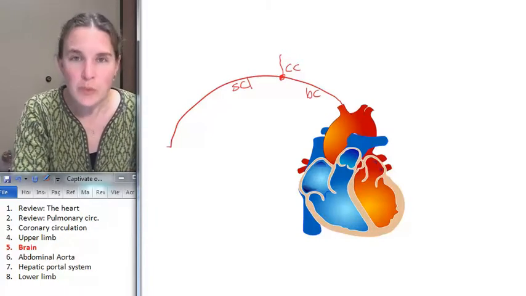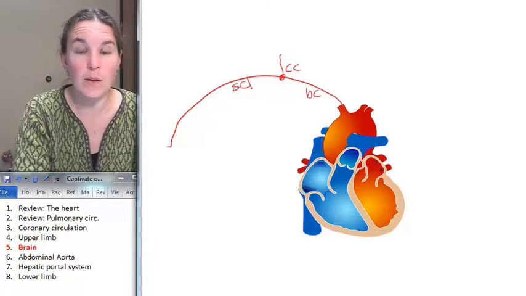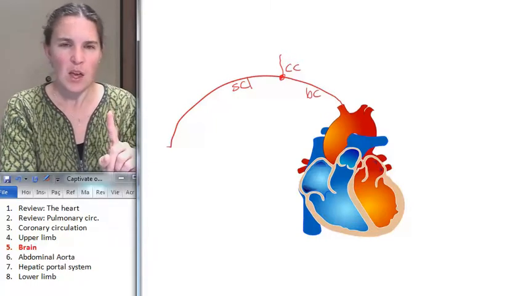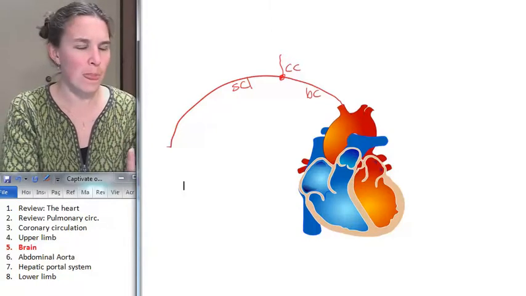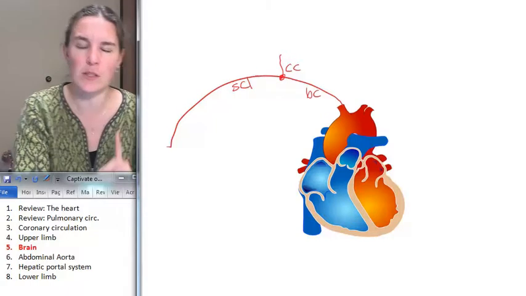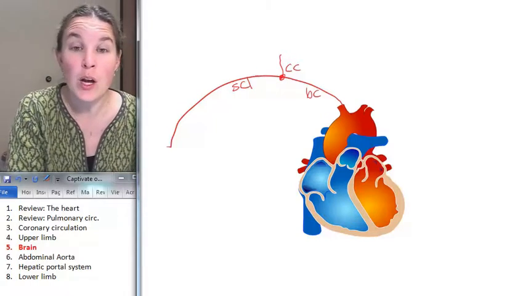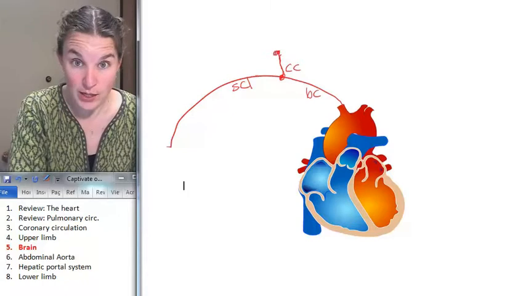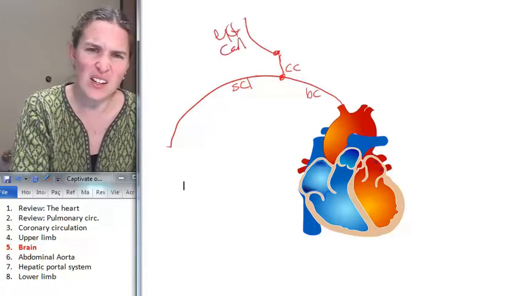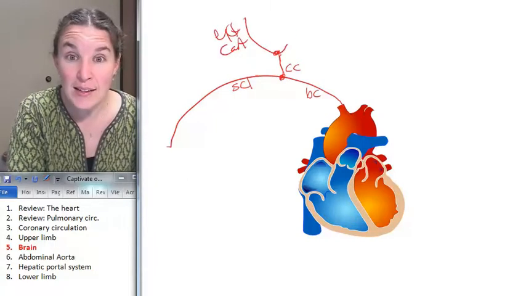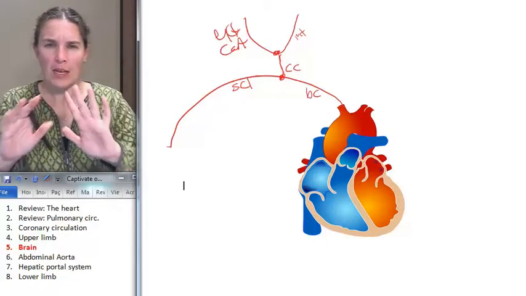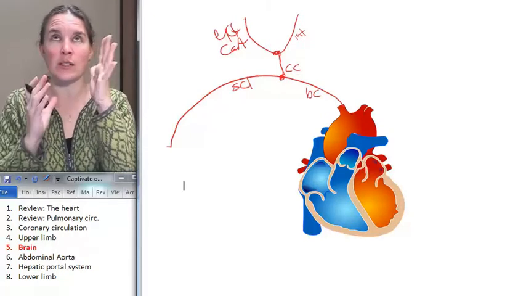The common carotid artery is, obviously, going to split up here. There's somebody else that's important, but let's deal with common carotid first. So common carotid is going to branch into the external carotid and the internal carotid. Now, I want you to visualize this for a second.